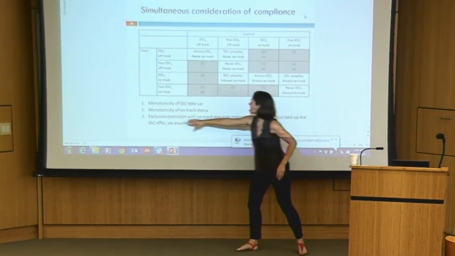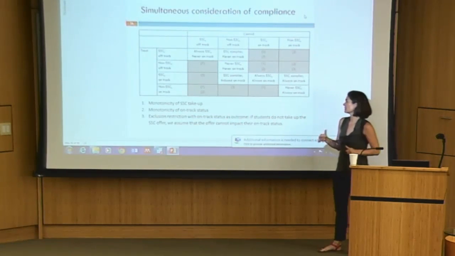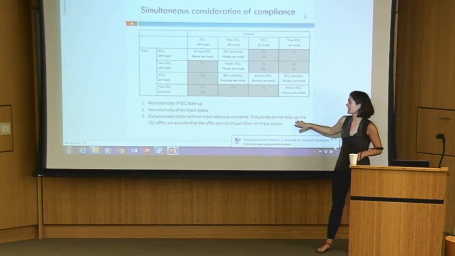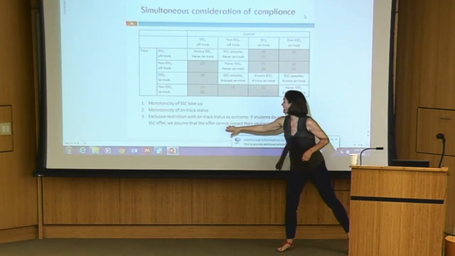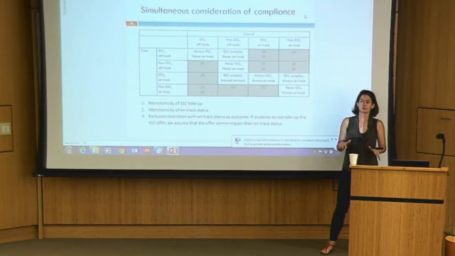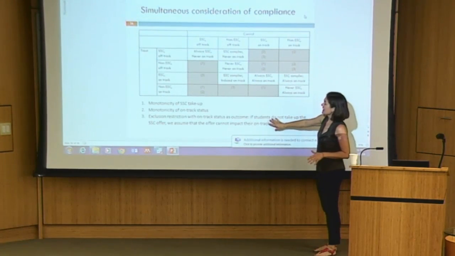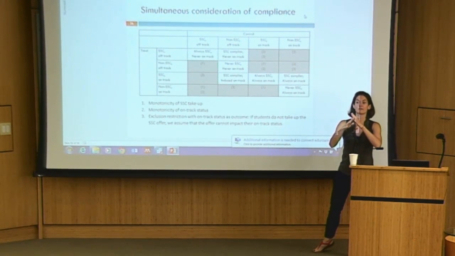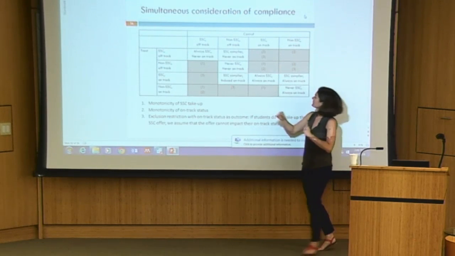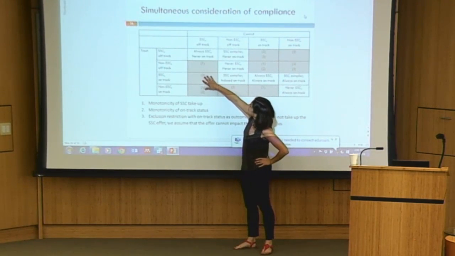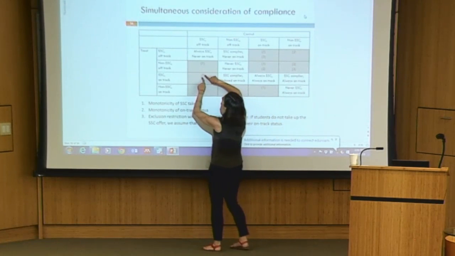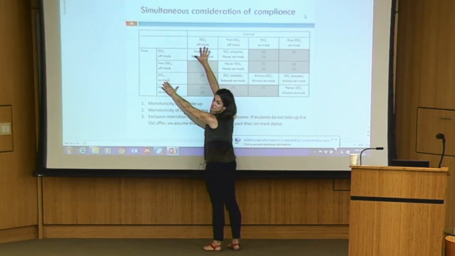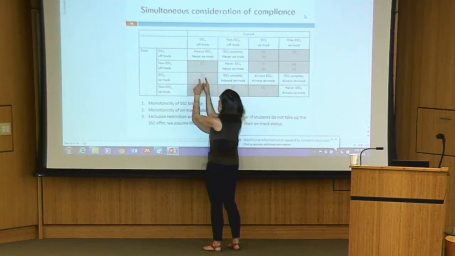Okay, so here we said it's an exclusion restriction with on-track status as the outcome, right? So if a student doesn't take up the SSC offer, we assume that the offer cannot impact on-track status, right? So that third assumption is, again, this sort of cross-referencing of the 2 different types of assumptions. So here we assume, for example, if a student doesn't change in terms of SSC, they can't change in terms of off-track to on-track, right? So that rules out this cell.